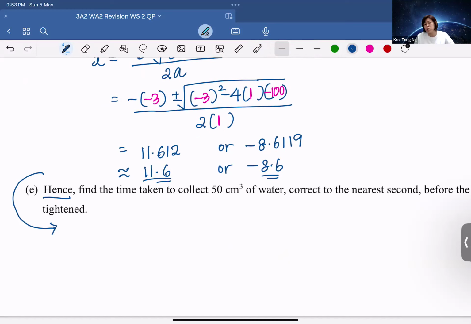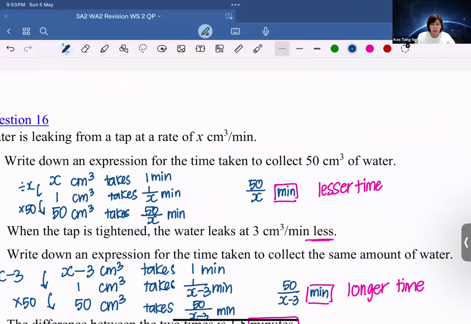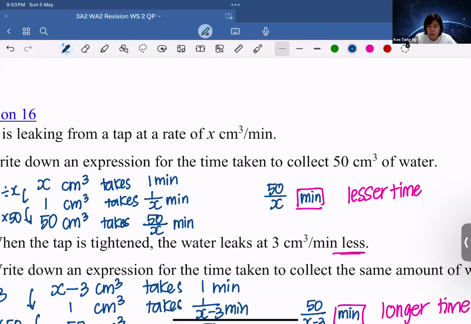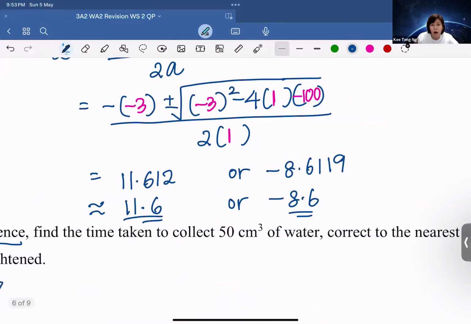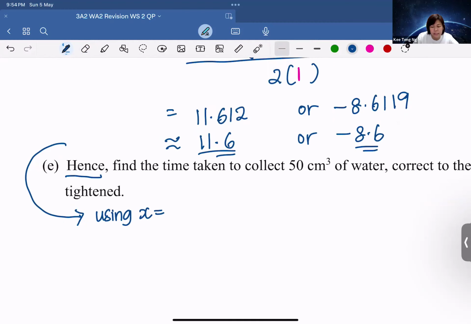But which answer should I use? Let's take a look at our original question. X is cm cubed. What does cm cubed tell you? Cm cubed is a volume, right? Can you have a negative volume? No, right? So I have to use x to be the positive number. Usually I will still use my x to be the 5 sig fig number. You notice I do my 5 sig fig because for calculation, then it will be more accurate.